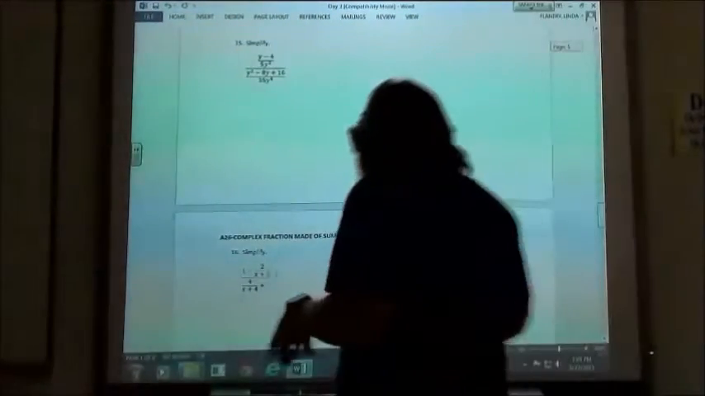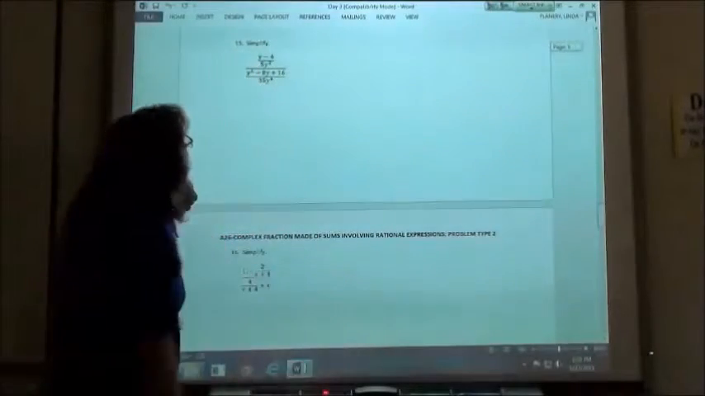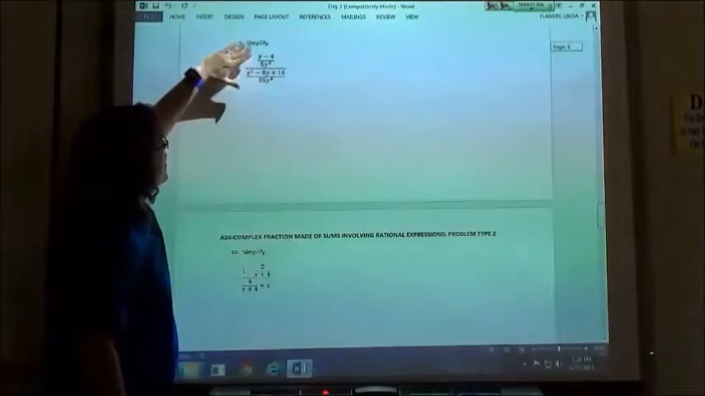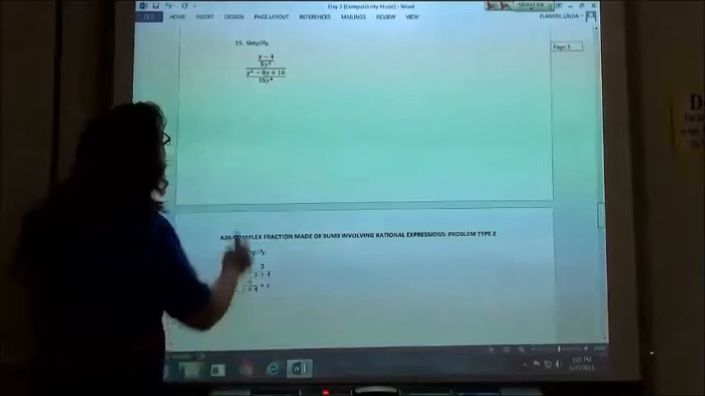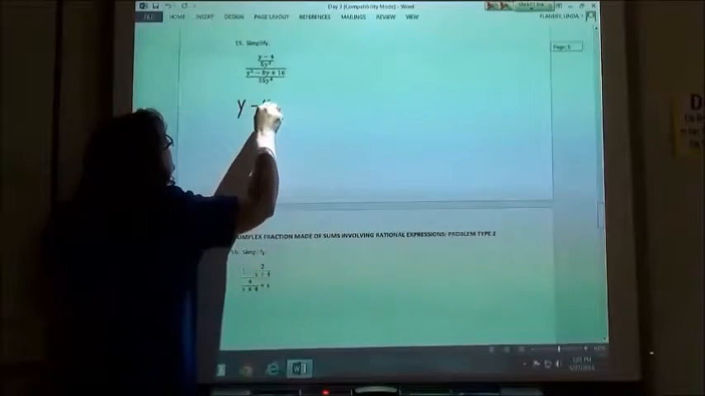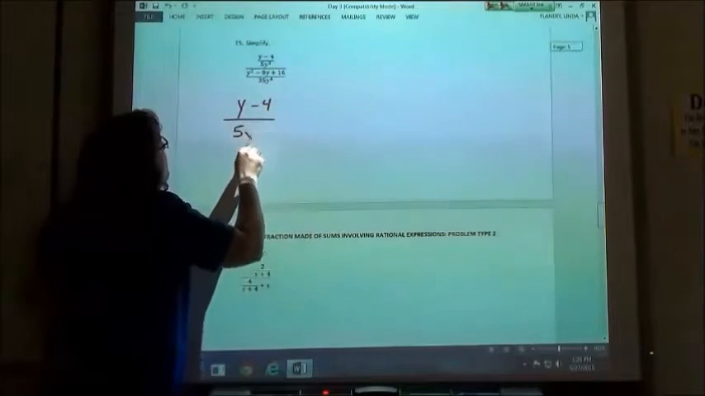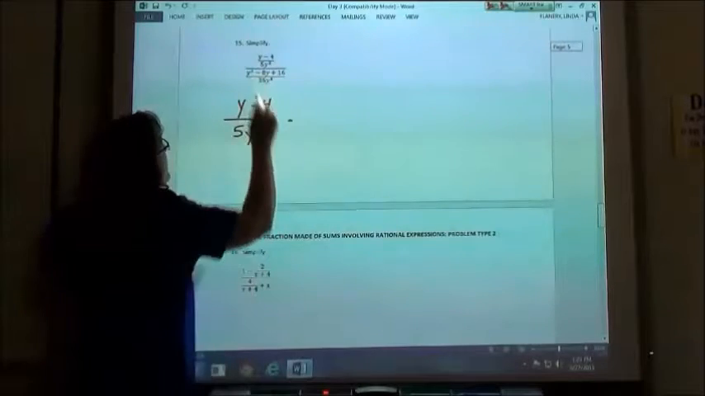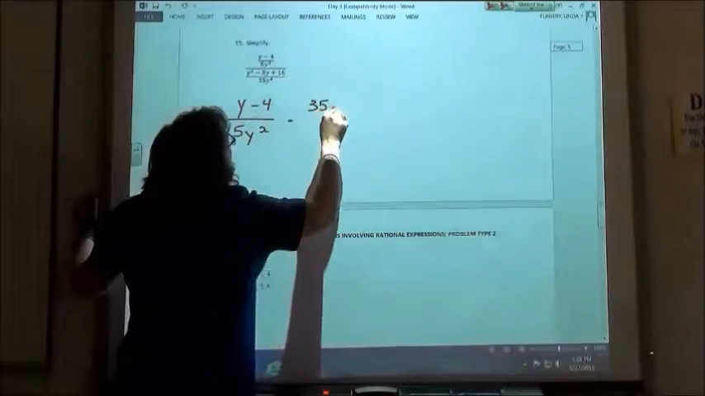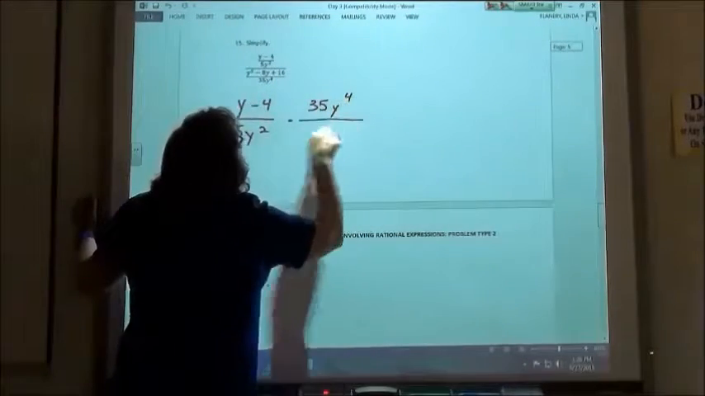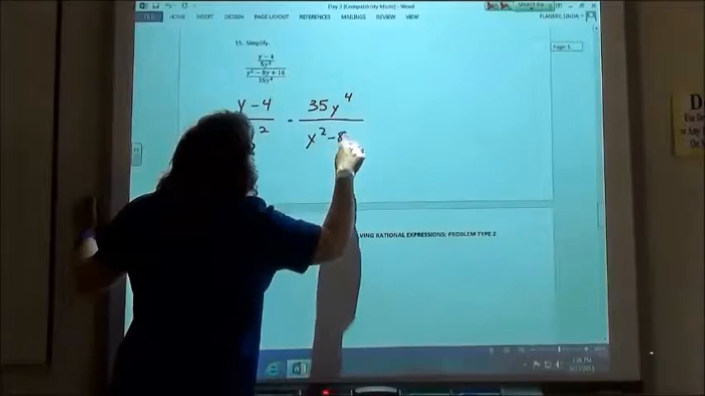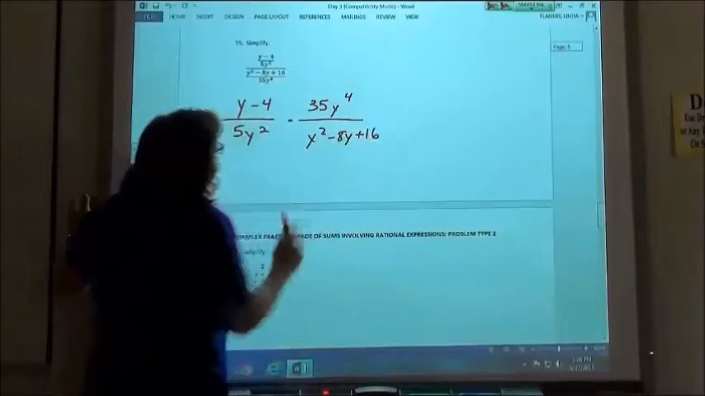Number 15, again, we're dividing fractions here. We have a complex fraction, a fraction divided by another fraction, so we're going to have y minus 4 over 5y squared. We're going to multiply by the reciprocal, so 35y to the 4th over y squared minus 8y plus 16.